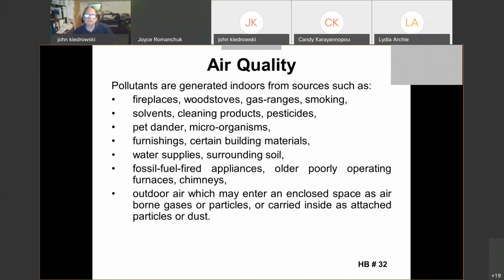Claude, while you're reading that, there's a question from Dale. Where would electromagnetic shielding be needed in a house?